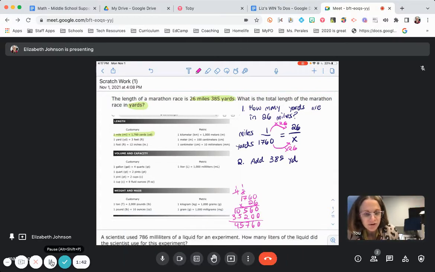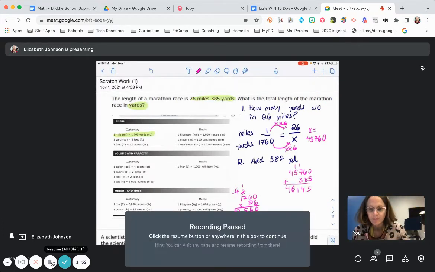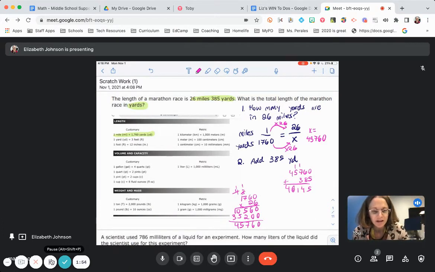Okay, so that comes out to 45,760 yards. Let me write that down. Now I don't want to forget my next step. I need to add that to 385. All right, so we've added our 385 yards, and that means that 26 miles, 385 yards is the same as 46,145 yards. So those are two different ways of representing the same distance. And that's how long a marathon is in yards. So we didn't have to memorize anything. We didn't have to do any tricks. We just used a little bit of proportional reasoning and our formula chart.